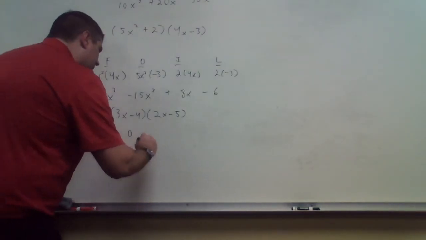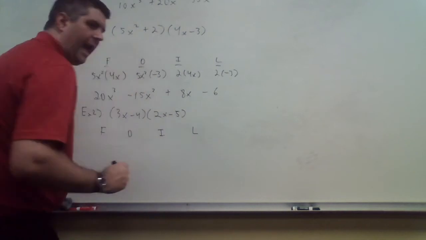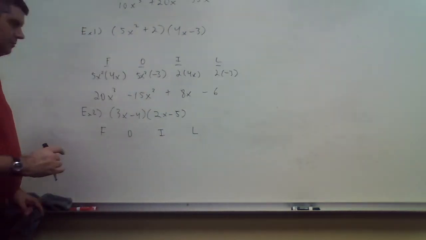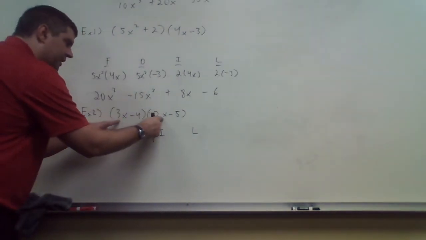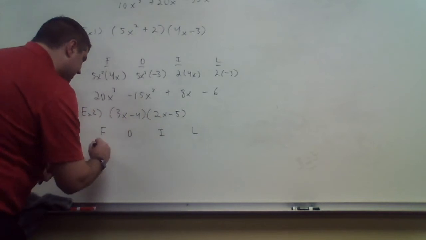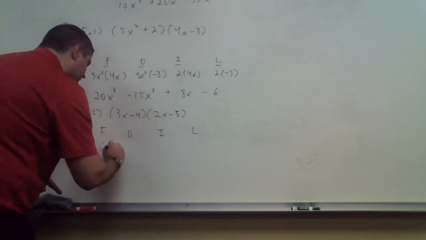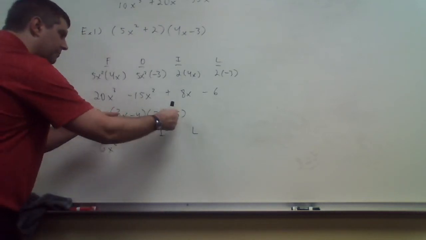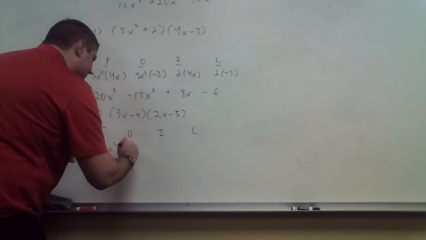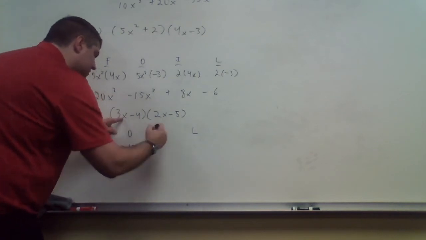First, outer, inner, last. First terms, 3x times 2x. 3 times 2 is 6, and x times x is x squared. Outer terms, minus 5 times 3 is minus 15 times the x.